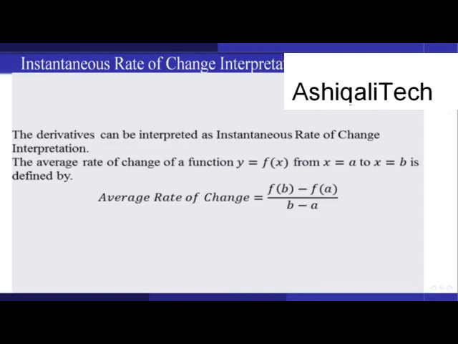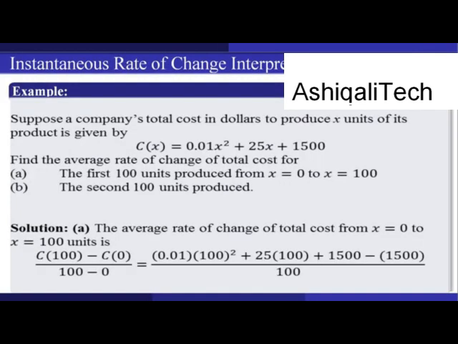Dear students, now we see another example. Suppose a company's total cost in dollars to produce x units of its product is given by C of x, which is equal to 0.01 x square plus 25x plus 1500. Find the average rate of change of total cost for the first 100 units produced from x is equal to 0 to x is equal to 100, and the second 100 units produced.